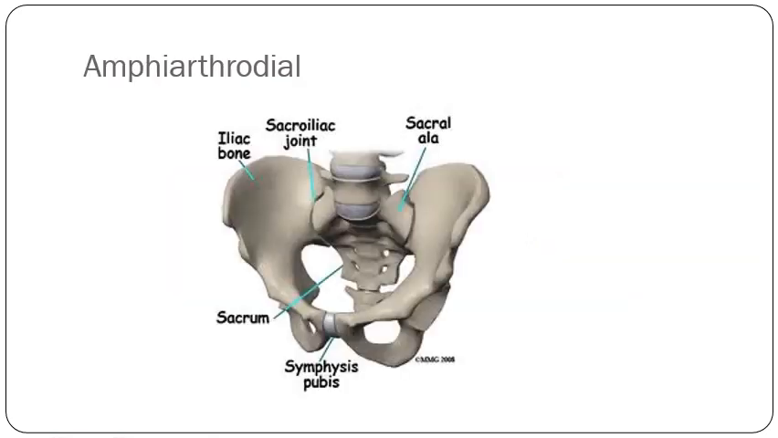Okay, so amphiarthrodial joints. Just as we said, we're going through the continuum here. The synarthrodial joints, their primary purpose is stability. They don't have a joint capsule. There's really, in most instances, no motion that takes place. Amphiarthrodial joints are kind of the in-between. They offer a degree of stability, but also offer some mobility.